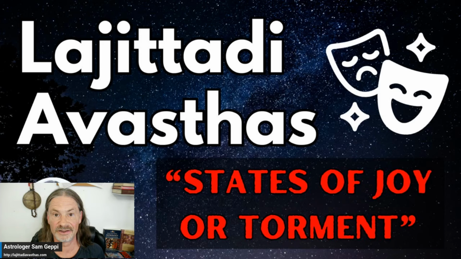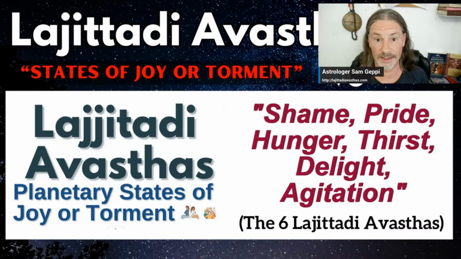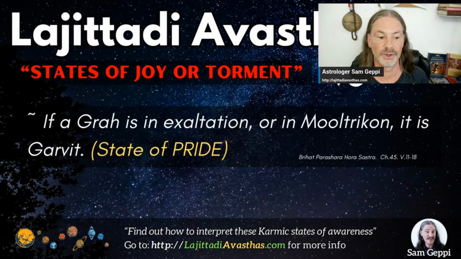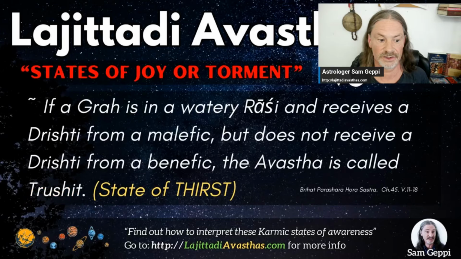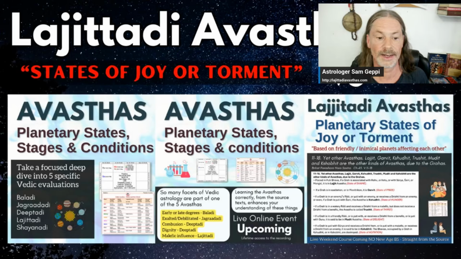So again, as you see, the focal point of the video is going to be Lajittadi Avasthas, states of joy or torment. And this is part of a course that I am going to be doing very soon, that I'm also going to let you know about. But as you see, it says shame, pride, hunger, thirst, delight, agitation. These are the specifics of the six Lajittadi Avasthas, and we're going to read through each of the statements that shows the state of thirst, state of hunger, state of pride, state of shame, etc. today, so you can see this in action.